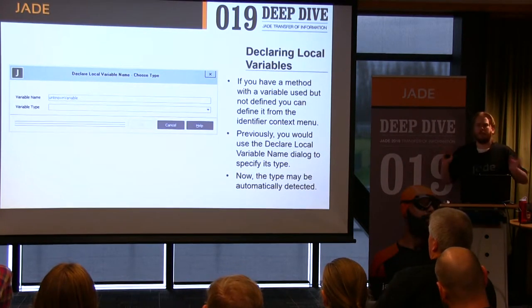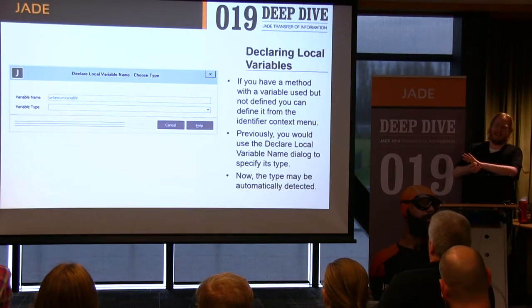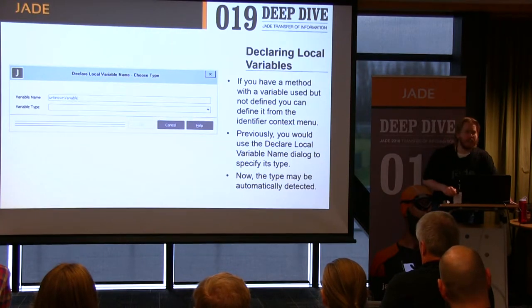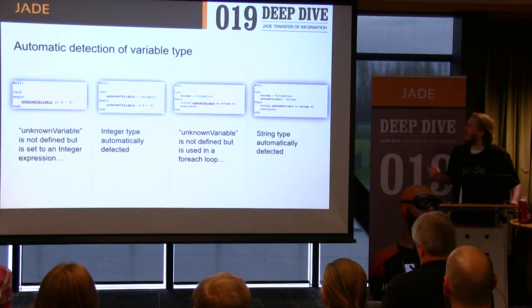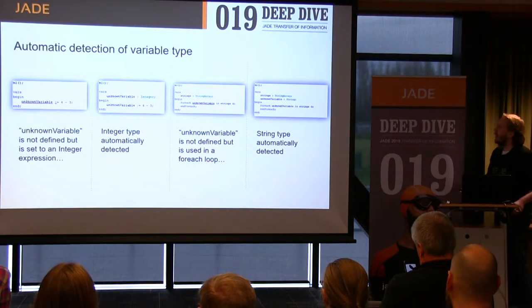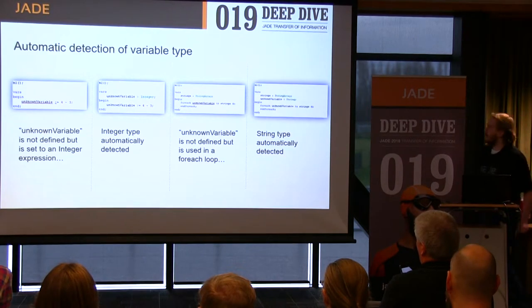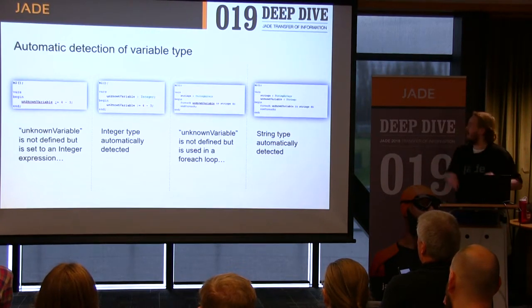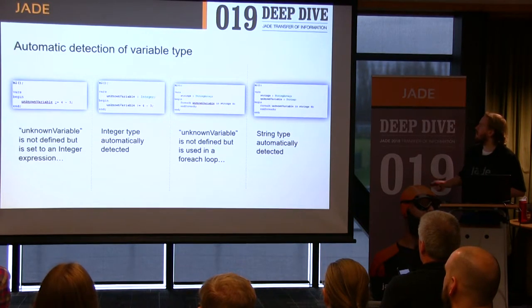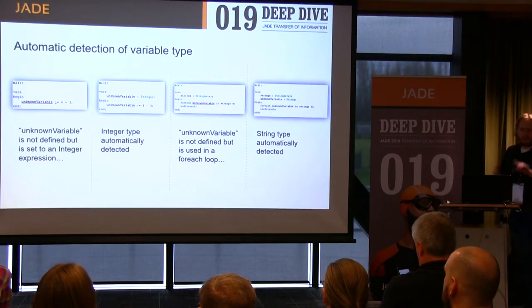This is kind of the opposite of an unused variable, something that you have used but you haven't actually declared yet. You've always been able to right-click and go declare variable. We've got an improvement to it where it can actually guess the type for you in most cases. So for instance, if you've got unknown variable equals 4 minus 3, it's going to automatically figure out that that's an integer. And so it's not going to bring up that dialogue. Same thing if it's in a for loop, it can just deduce the type from, strings is a string array, therefore unknown variable must be a string. Just going to save you a little bit of typing.